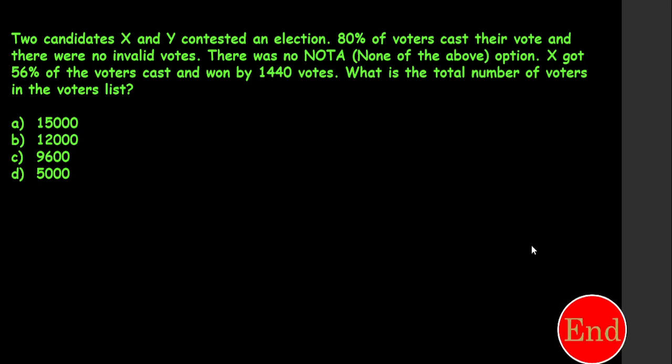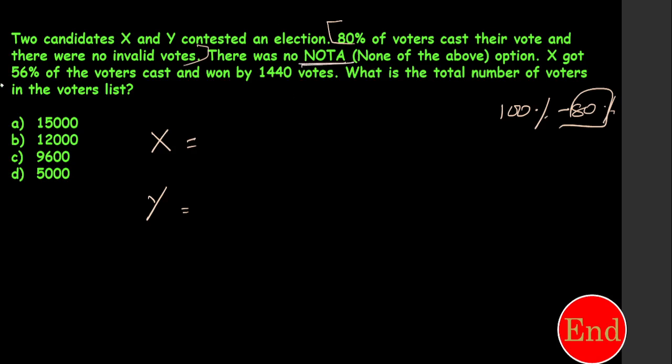Okay, time up. Listen. Two candidates X and Y. So let me write X is one person and Y is another person. Okay. 80% of voters cast their vote and there were no invalid votes. So out of 100%, only 80% of the vote was cast. So 20% did not come to vote. Okay. So 80%. From that 80%, see, there was no NOTA.